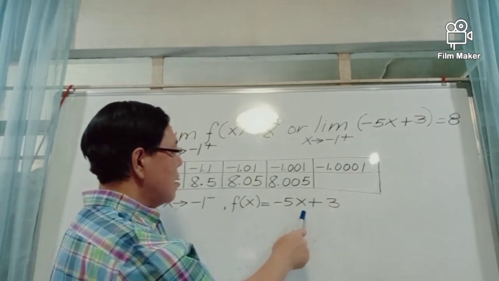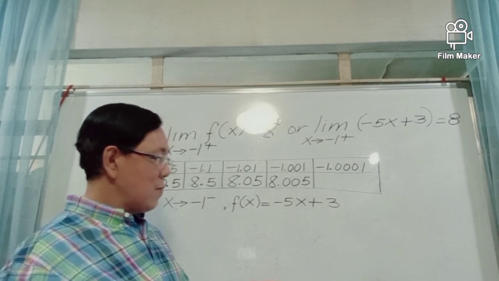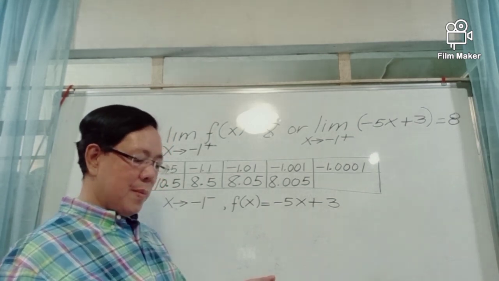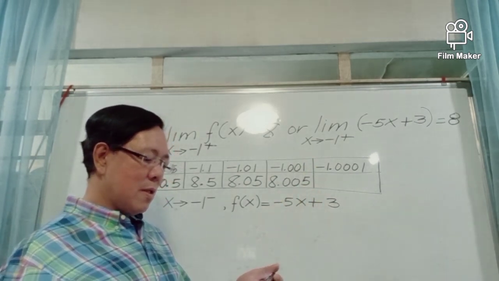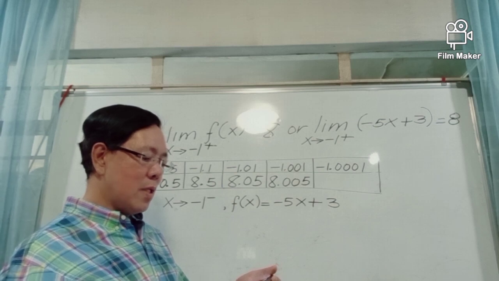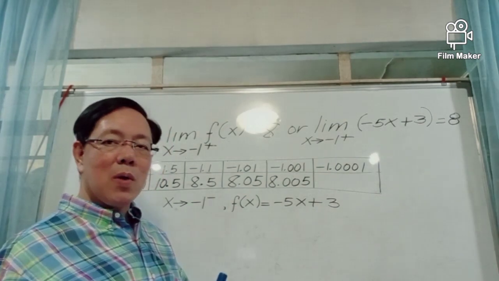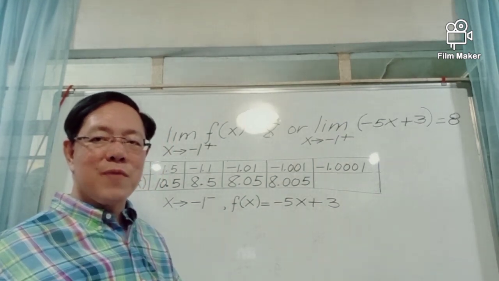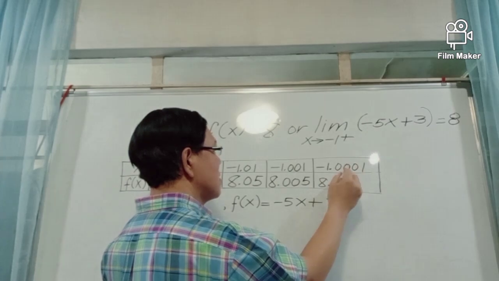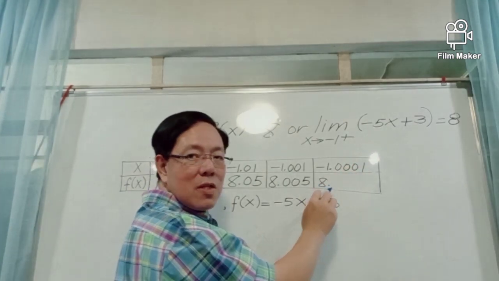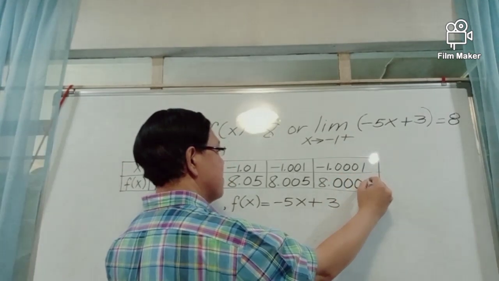Finally, we assign negative 1.0001 to x, and we substitute that value of x into this function. We have negative 5 multiplied by negative 1.0001 plus 3, and we get 8.0005. When x is negative 1.0001, the value of the function is 8.0005.